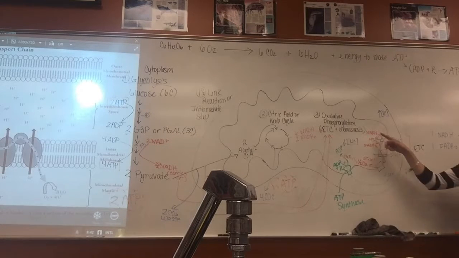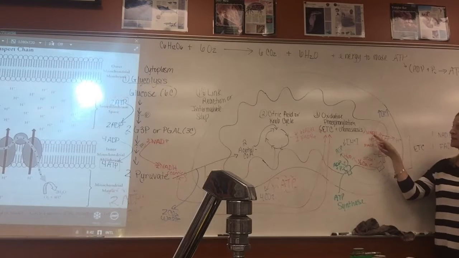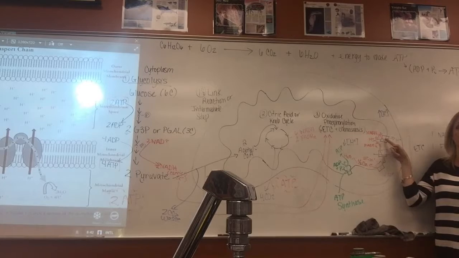That's right. We have a whole series of redox reactions here, reduction and oxidation. So why do these two electrons leave NADH in the first place to go to this first molecule in the electron transport chain?